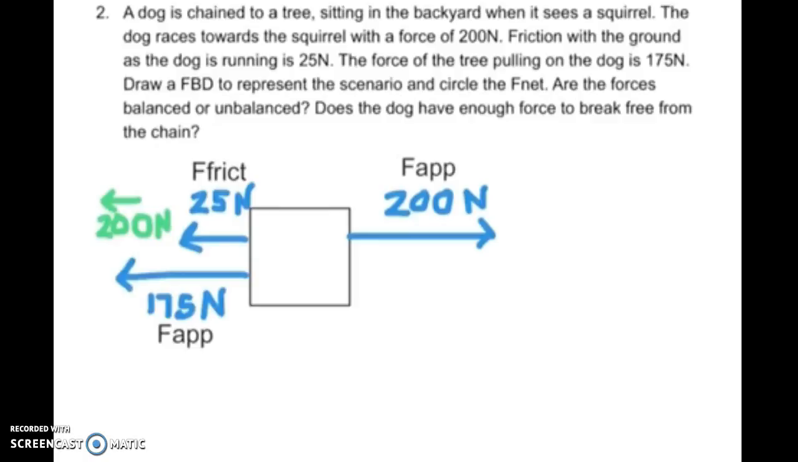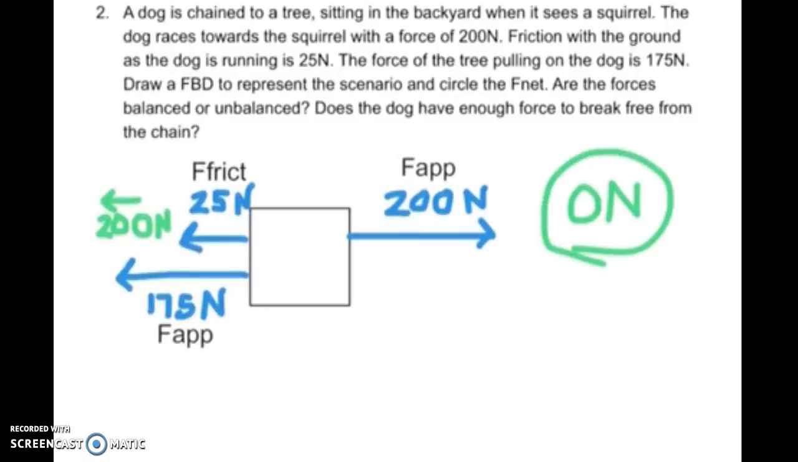When we have arrows going in the opposite directions, we subtract. So 200 minus 200 is 0 newtons. That's our net force. Because the object is not moving, you don't need to provide an arrow in direction. So 0 newtons is our net force.